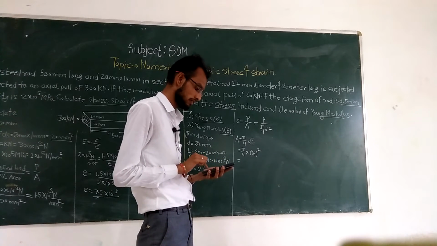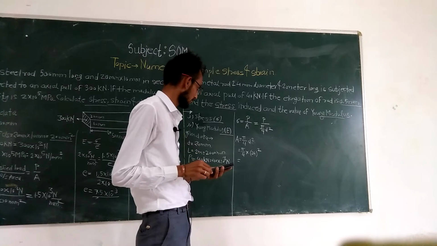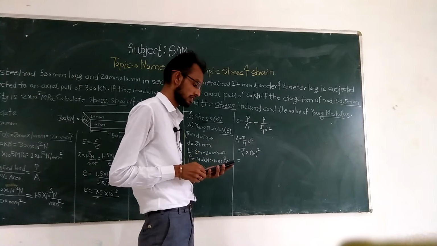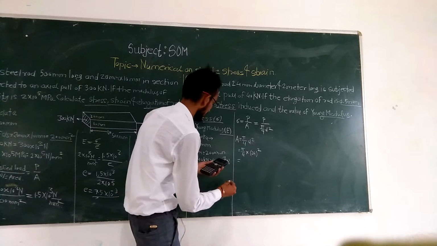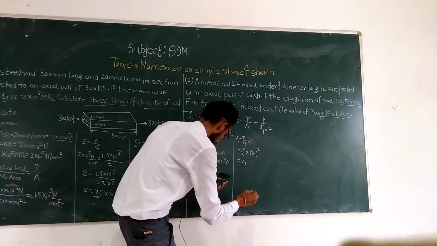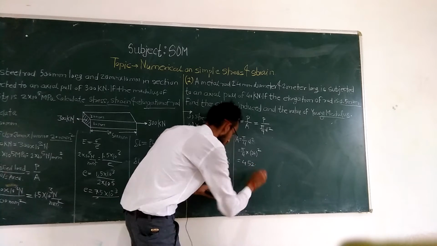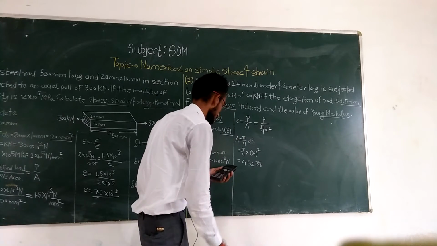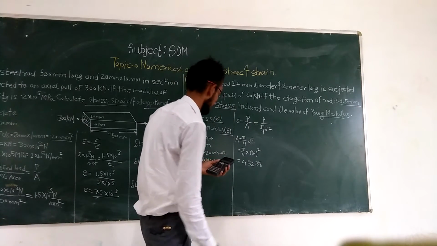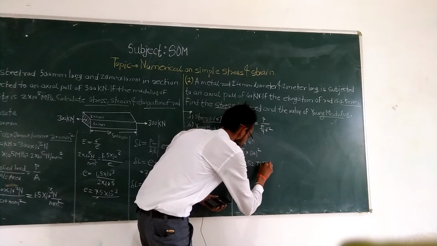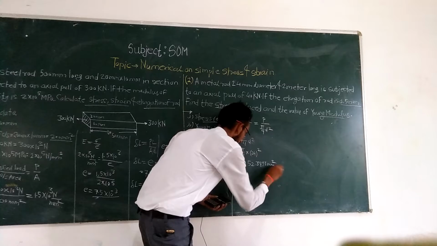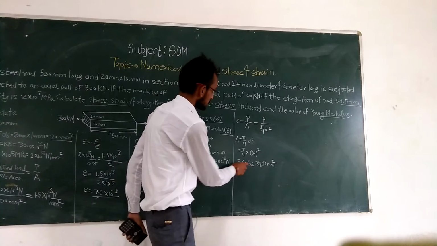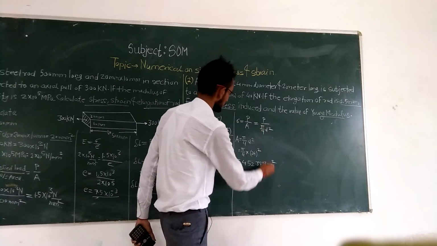Using the calculator to calculate the area, pi by 4 d square, 24 square, the area is equal to 452.3893 mm square. This is the value of area. Now put this value here.